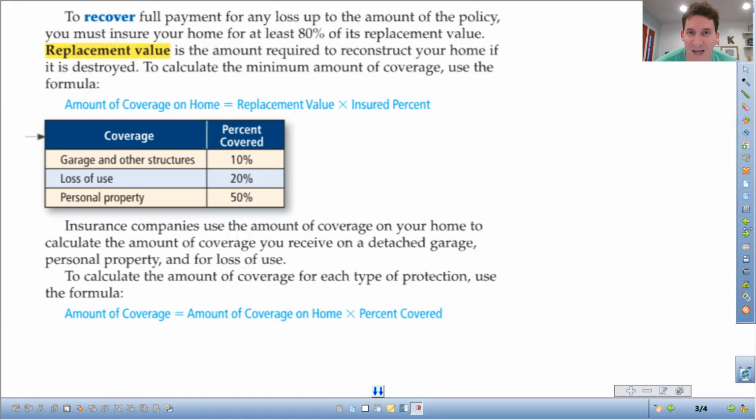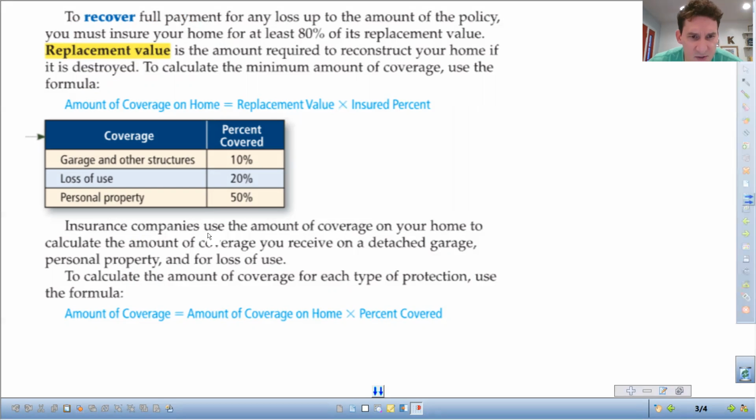To recover, you need at least 80% of its replacement value. So the replacement value is the amount required to reconstruct your home if it is destroyed. To calculate the minimum amount of coverage, use this formula. The amount of coverage is just real simple: replacement value times the insured percent.